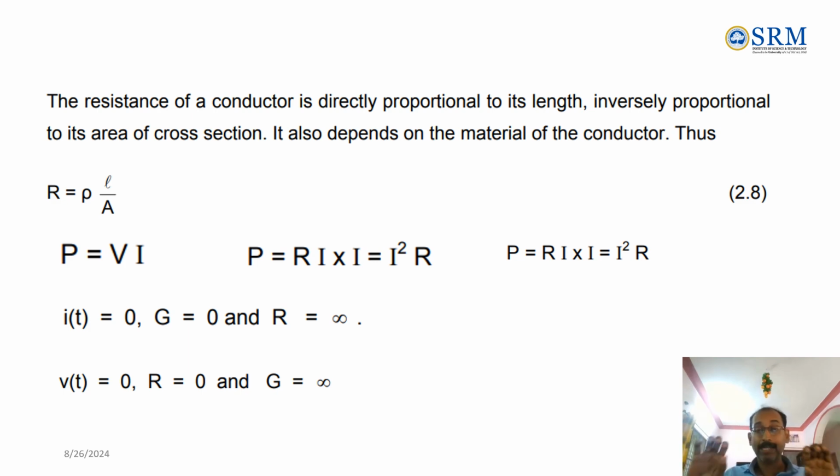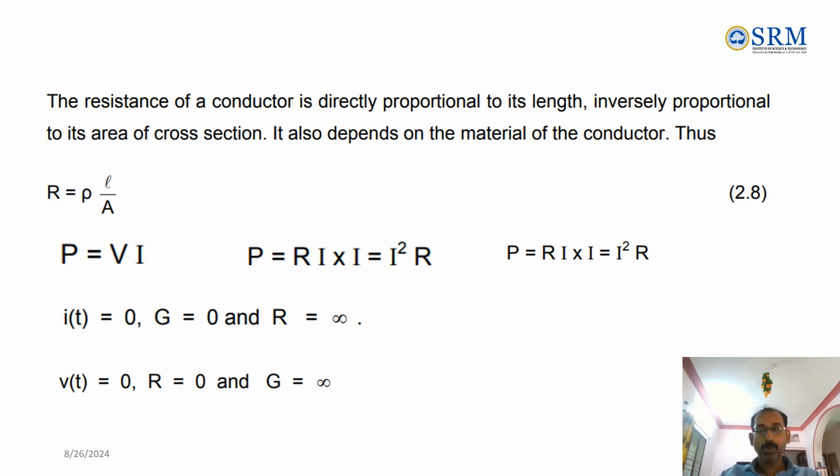In that case, if you want to calculate the resistance, you have to integrate over each and every part, right? So for normal cases, let us assume that the area of cross section is the same, R is equal to rho L by A. We know that power P is equal to V into I. If you substitute the value of V as I into R, you get power P is equal to I squared R. This is another way. In the same way, if you substitute I is equal to V by R, you get V squared by R. So in any of these ways, you can represent the power: P is equal to V into I, I squared into R, or V squared by R. All are one and the same.